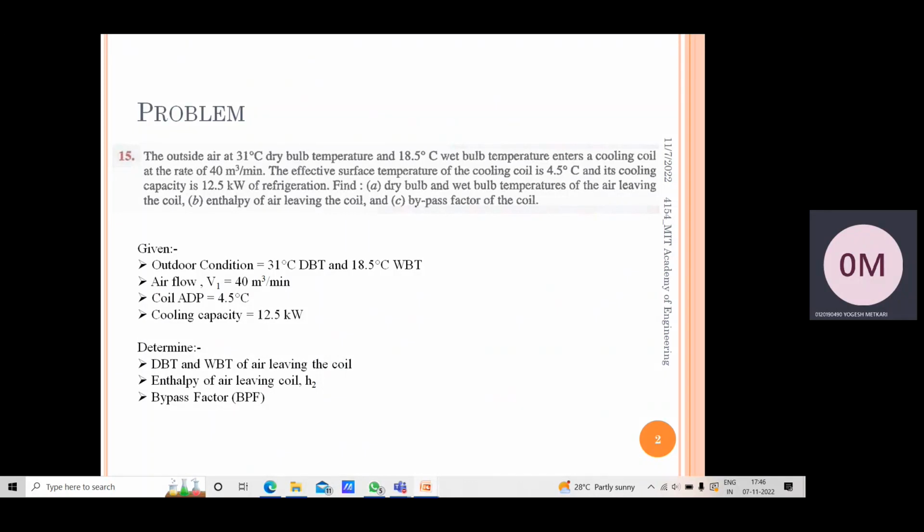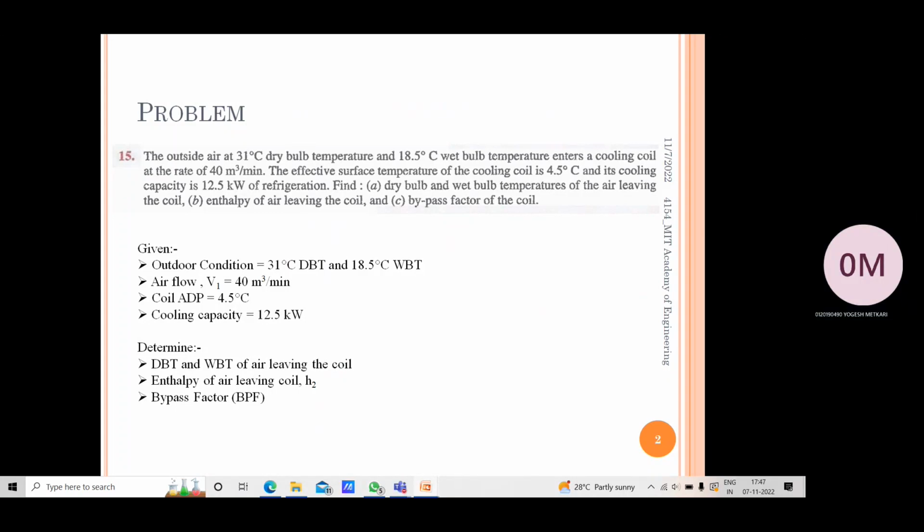We have to find the dry bulb and wet bulb temperature of the air leaving the coil, enthalpy of air leaving the coil, and the bypass factor of the coil. So here given values are the outer condition of air, which is 31 degrees Celsius DBT and 18.5 degrees Celsius WBT, and airflow, the volumetric flow rate, which is 40 meter cube per minute, and coil ADP given as 4.5 degrees Celsius, and cooling capacity is 12.5 kilowatt. We have to find the DBT of air leaving the coil, enthalpy of air leaving the coil, and bypass factor. So we will start with the numerical.